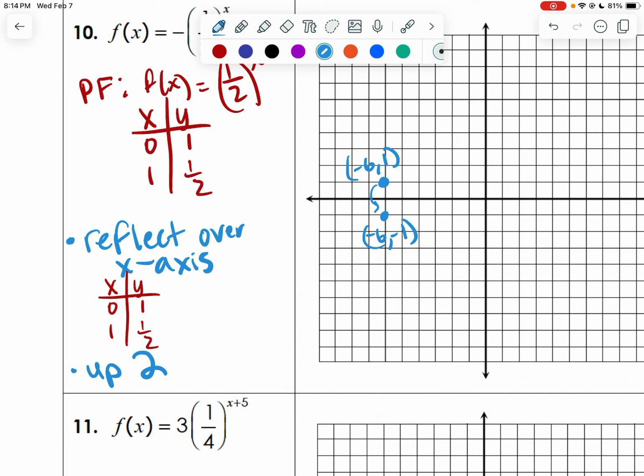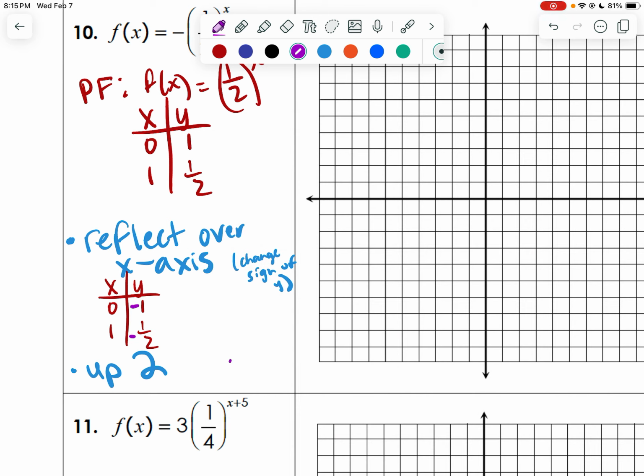So think about what's changing with those points. The x stays the same. You're flipping the sign of the y, right? So that's what's happening here. When you reflect over the x-axis, you change the sign of y. This is if you want to do this algebraically. So this would mean that I have -1 and -1/2, right? The x value would stay the same.